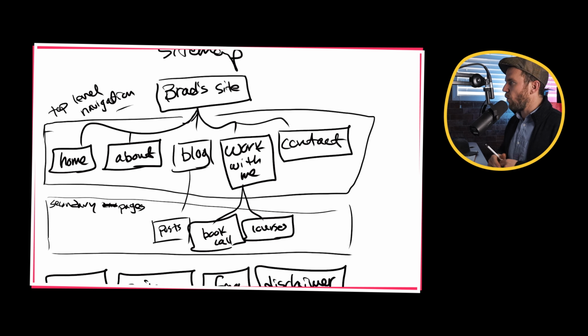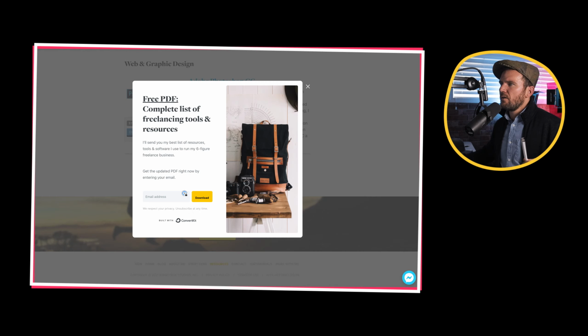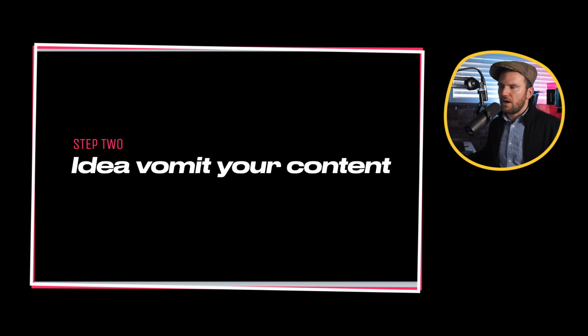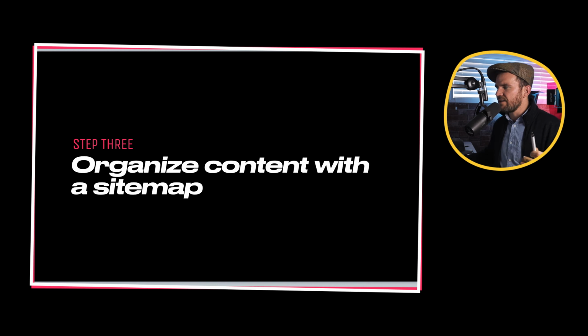But essentially what you want to do is identify the goal. Idea vomit all your content. Organize the content with a sitemap, kind of like what I just showed. You can go real scrappy, pen and paper. You can use your iPad. You can sketch things out, or you can use a more sophisticated tool like Adobe XD or Figma, or any of these tools where you have a nice, pretty version where you get the boxes and the lines and the nice connectors and it's all beautiful.